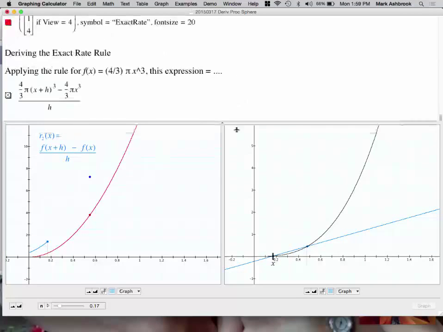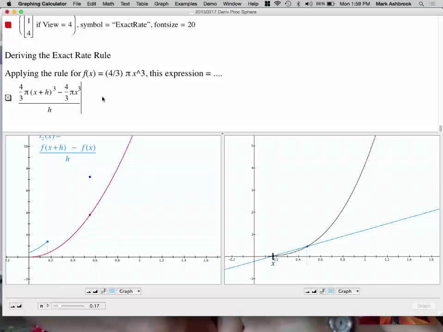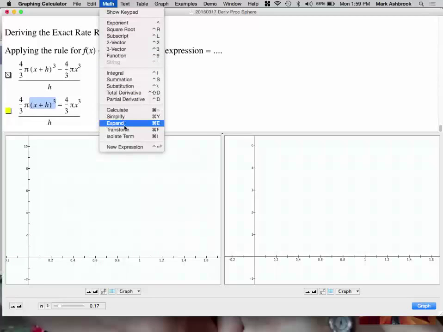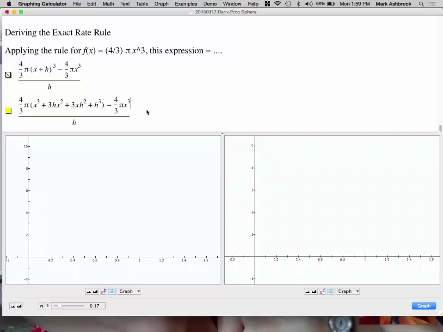There it is. Okay. What I'll do is copy and paste what we did last into the new line. First we need to multiply this out. So just highlight the x plus h quantity cubed. Highlight that. You go to math, and expand. That's cool. What we were doing with the graphs, setting up accumulation and rate functions, making h small and seeing the real exact functions emerge, that's cool. This is okay.